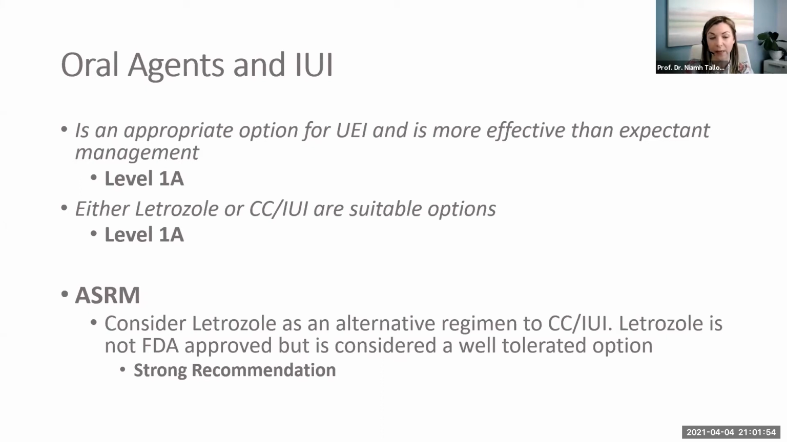So the summary from the American side differs a bit from the Canadian. The American outcome is that really in the States, letrozole is not FDA approved, but it's considered a reasonable option if it's well tolerated and someone does not want to use Clomid or perhaps its side effects. Whereas the Canadians say this is totally an appropriate option for unexplained infertility, either oral agent with IUI. It's better than expectant management, and both are suitable.